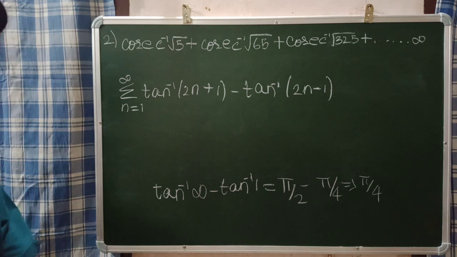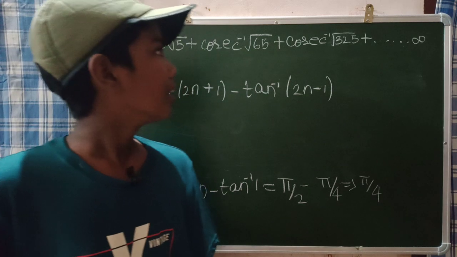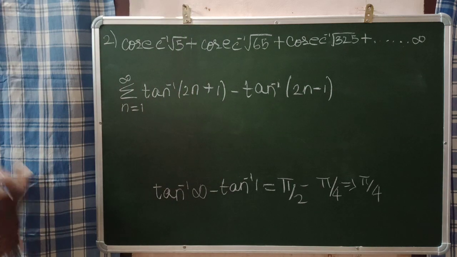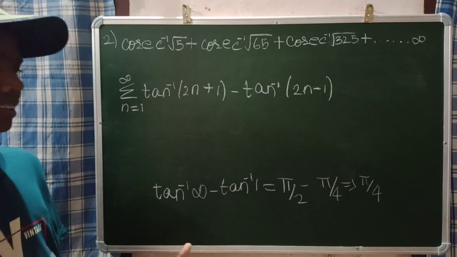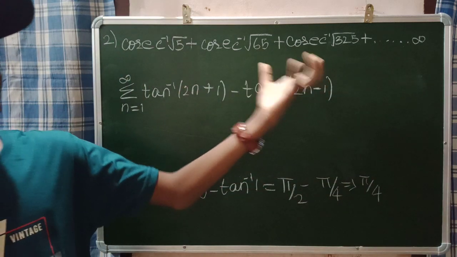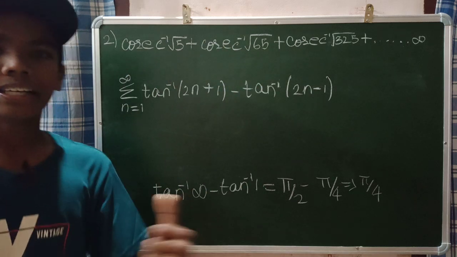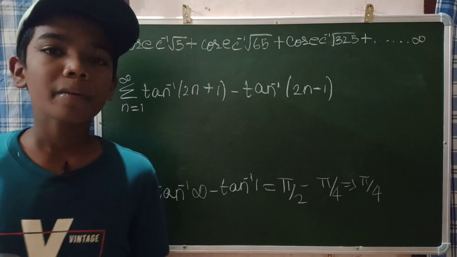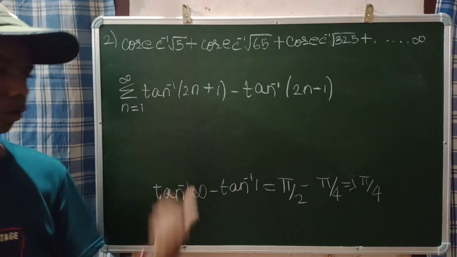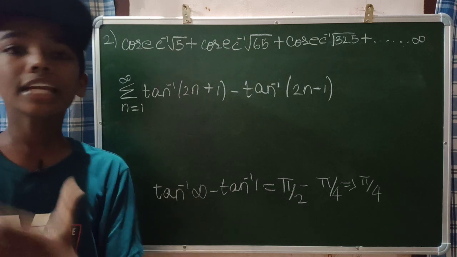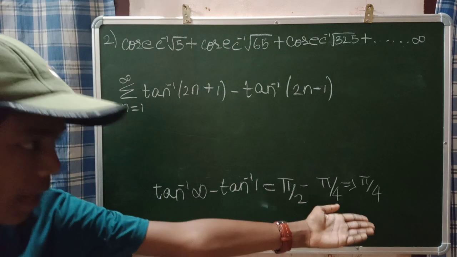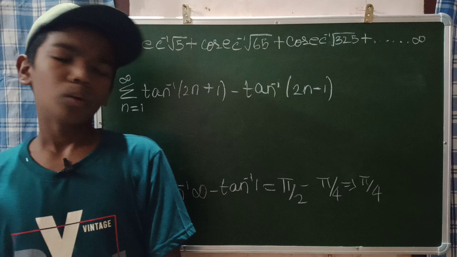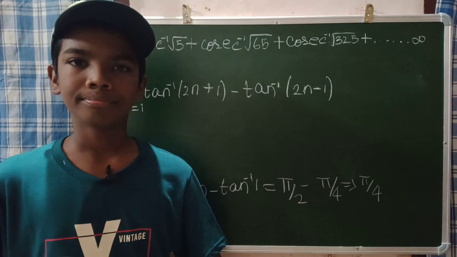Because most of the questions which look like this form, the answer is pi by 4 only. I don't know why it is, but the answer is pi by 4 only. Most of the questions will look like this form, like cosecant inverse, tan inverse summation, and the answer is pi by 4. In that way also many people say, but don't do like that in the exam. Solve this in this procedure so that it will be good for you. So the answer is pi by 4 guys, because tan inverse of infinity minus tan inverse of 1 is pi by 4. So that's all about this question. So let us move on to our next question.